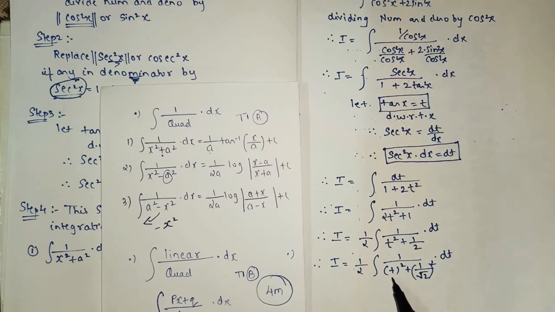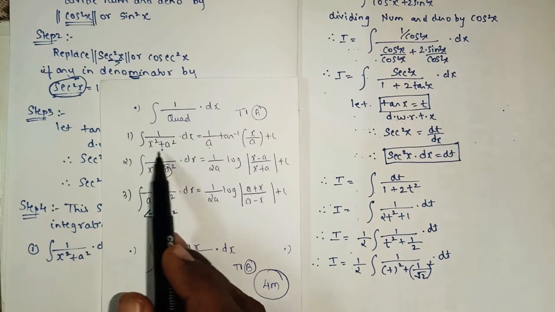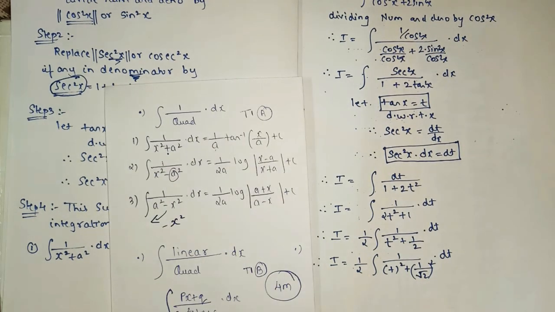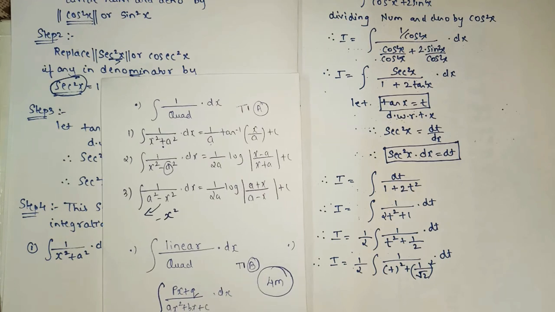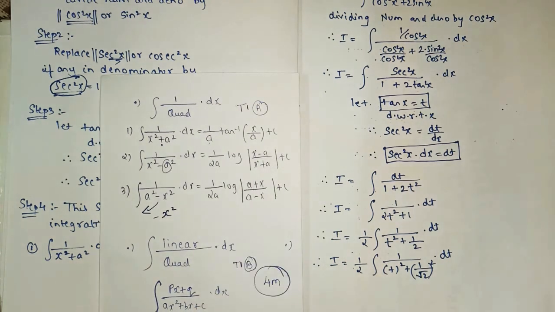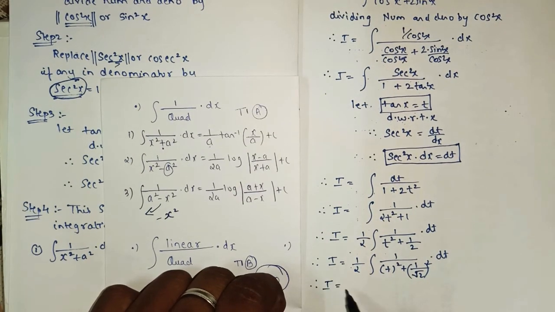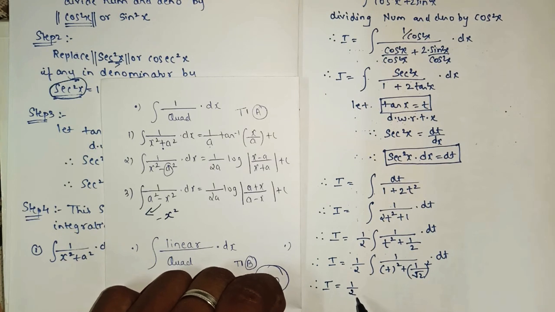Now we'll see what it looks like. The first term is what? Variable, and the second term is number. So variable and number, and the connection is plus. So it looks like the first formula, integration 1 upon x square plus a square into dx is equals to 1 upon a tan inverse x upon a plus c. So we'll apply the formula and integrate with respect to x. So this 1 upon 2 will be the same as it is.